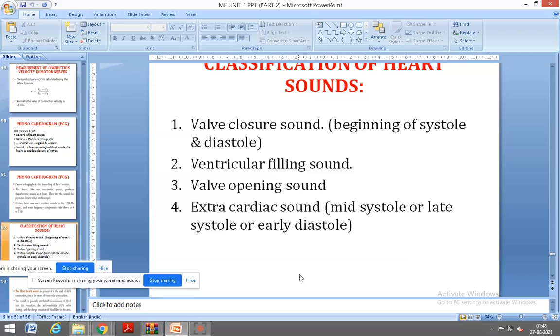Then ventricular filling sound, valve opening sound, extra sounds, the same point will come for all of these. Filling sound, opening sound, closure sound, everything will come under the heartbeat. Extra cardiac sound, mid systole or late systole or early diastole. So all these points come under the heartbeat sound. These are the types of heartbeat sound: valve close, valve open, ventricular filling, extra cardiac sound in mid systole, early diastole, late systole.